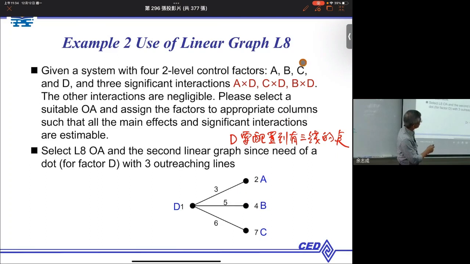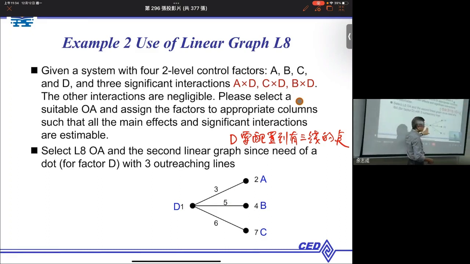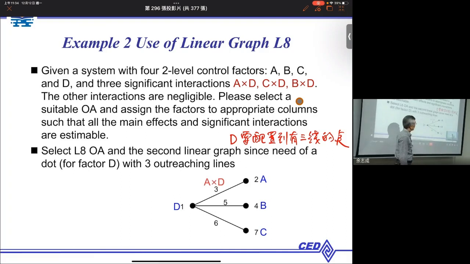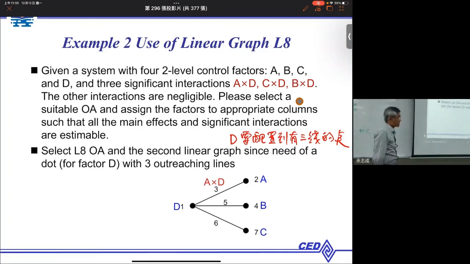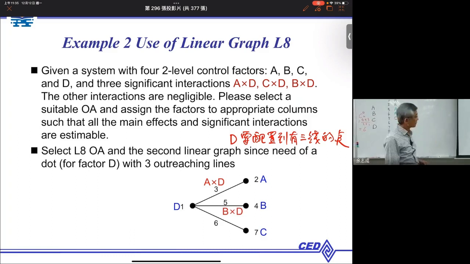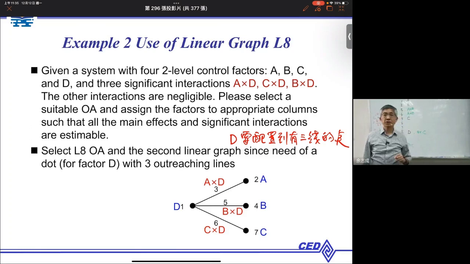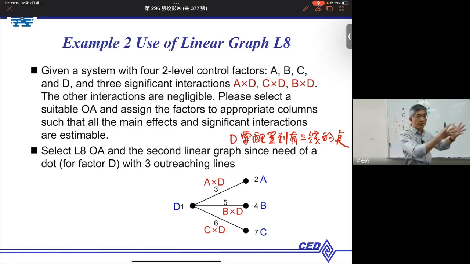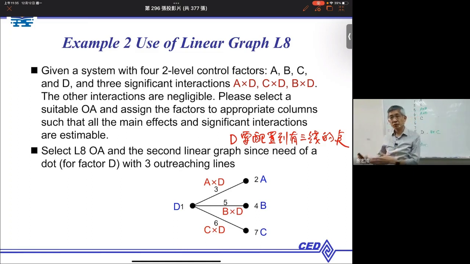So the interactions AD, CD, and BD, they all connect to this dot number 1. They reserve column 3 for AD, column 5 for BD, and column 6 for CD. Therefore, A, B, C, D, and all 3 interactions can be estimated without worrying that these 4 factors and 3 interactions will be combined with each other.